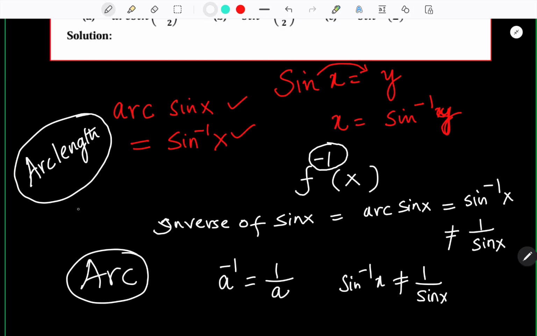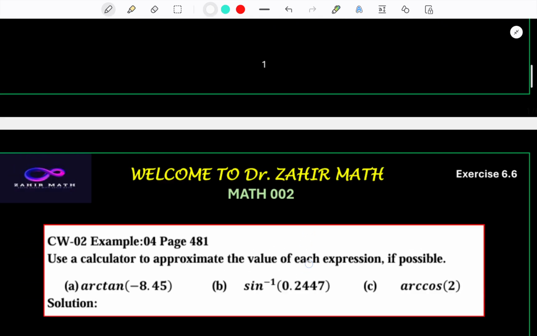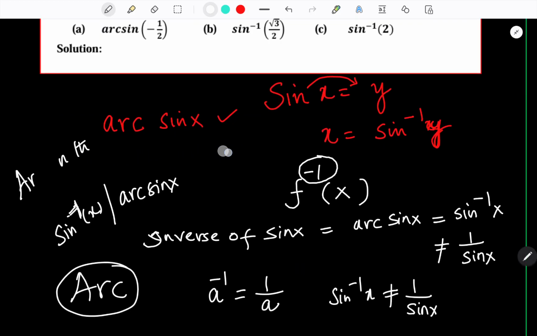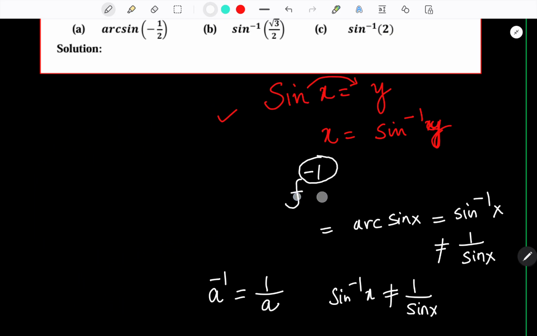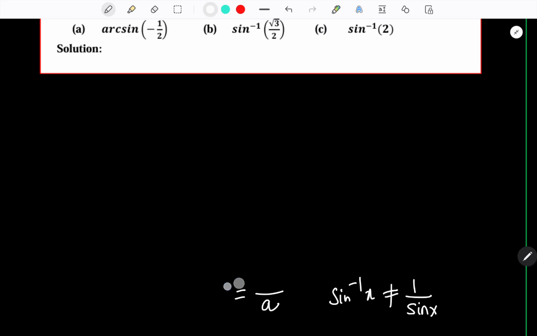Some people use sine inverse, and some people use arc sine x. Similarly for cosine, tan, cosecant, cot, secant, for everything. Both mean the same thing. Right, so you understood all these things. The conclusion is: arc sine is equal to sine inverse, arc cosine is equal to cosine inverse, arc tan is equal to tan inverse. All of them are the same.